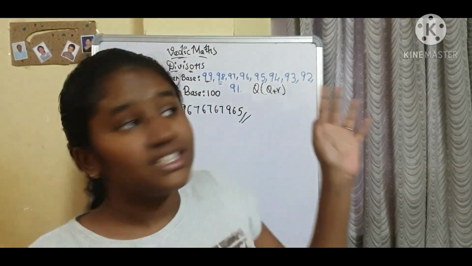This topic is for today. Today we have discussed division with lower bases from 99 to 91. But I have done only 99, 98 and 94. You can do the others by yourself.